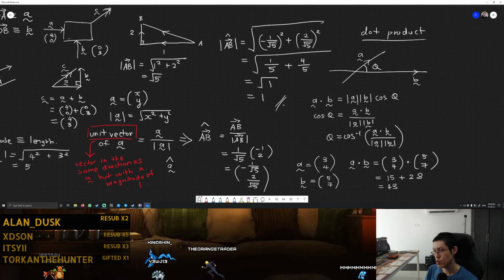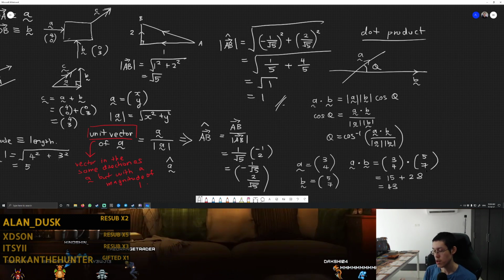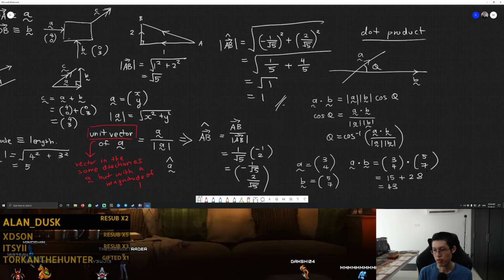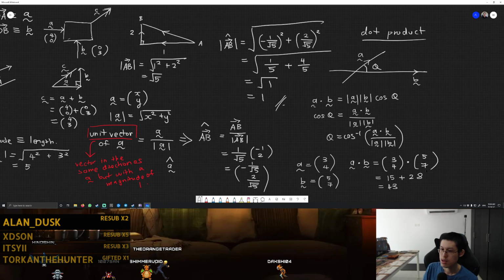If you cross two vectors, you would actually get another vector, but you can only cross three-dimensional vectors, not two-dimensional vectors. But we're not learning about the cross product in A2 math anyway, so you don't have to worry about that. Okay, so that's what happens when you dot these two things.